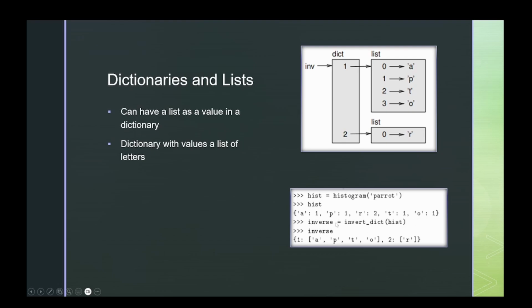I can do the inverse of this then to make the key the count of the character and then the value the character itself. If I do that, 1 is then going to have A, P, T, and O as shown here. And then 2 would have the list R. So you can combine dictionaries and lists.